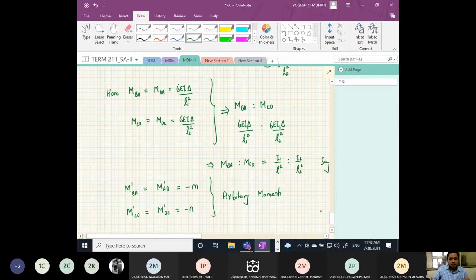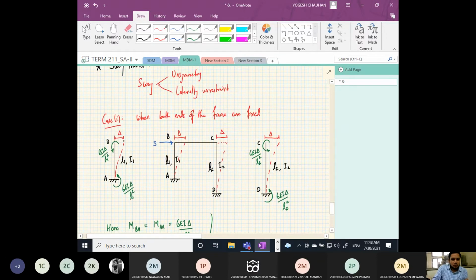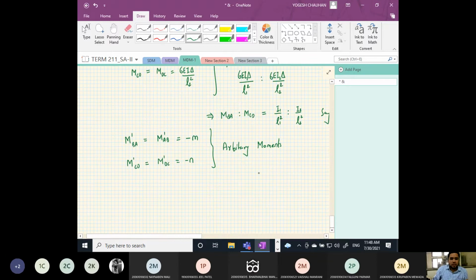Now here the negative sign is because this frame sways towards the right, so the moment will be in anti-clockwise. This moment will be in anti-clockwise. Because the frame rotates in clockwise direction, the developed moment will be in anti-clockwise direction. So that is why it is negative. Here, negative sign is due to sway towards right.